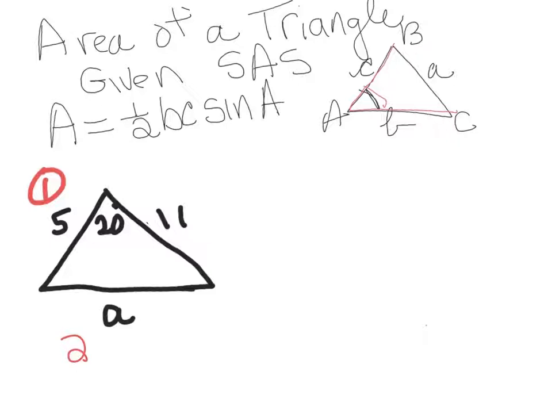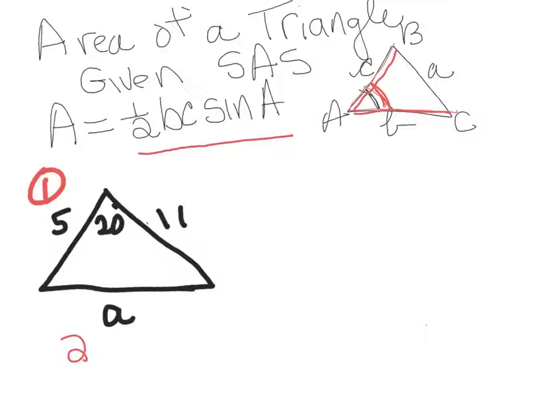So the formula, if you look here, is 1/2 b c, which are two sides of the triangle, times the sine of an angle. What's important is that you have to have a side, the angle between it, and then another side. If you have that situation, then you can use the formula, and it's very simple to use.